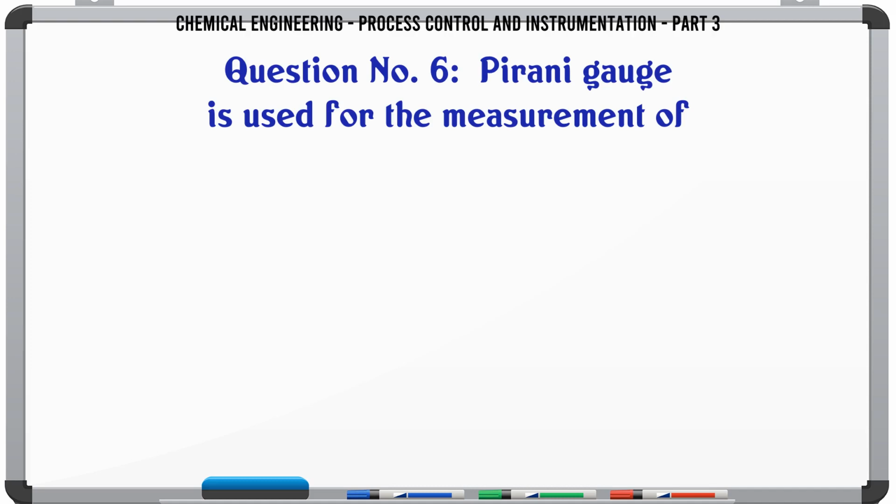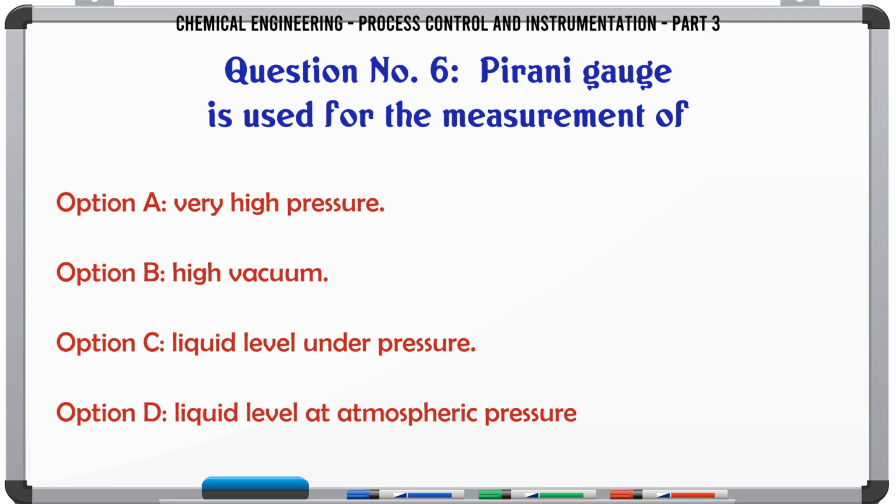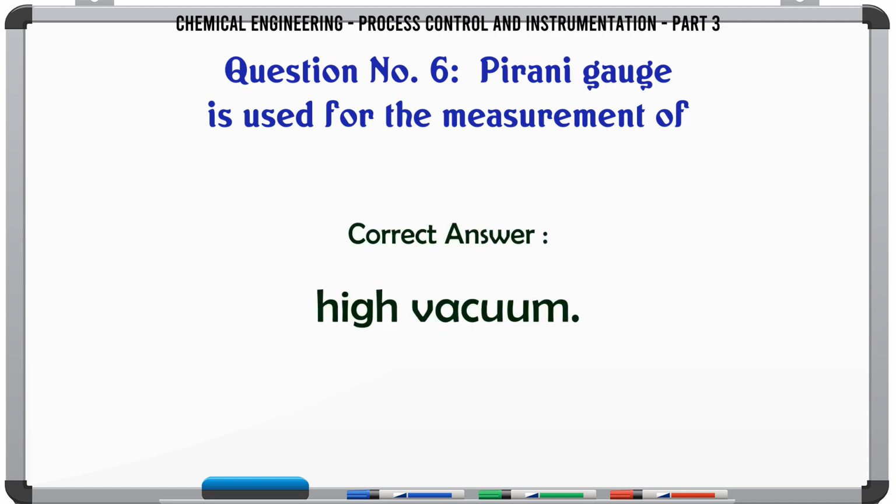Pirani gauge is used for the measurement of: A. Very high pressure, B. High vacuum, C. Liquid level under pressure, D. Liquid level at atmospheric pressure. The correct answer is high vacuum.